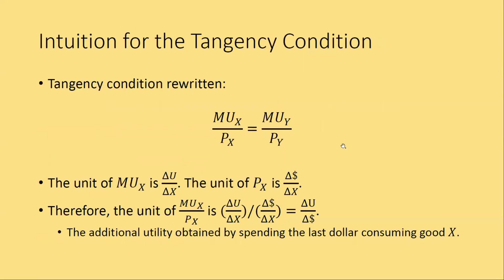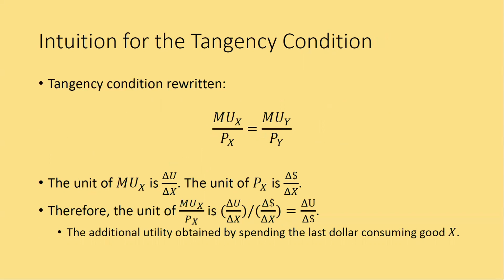And there is more intuition for this tangency condition. We can rewrite our tangency condition a bit by moving Px to the denominator on the left and moving the marginal utility of good y to the numerator on the right. What the tangency condition is saying is that those two ratios must be equal, and those two ratios are MUx divided by Px and MUy divided by Py respectively.